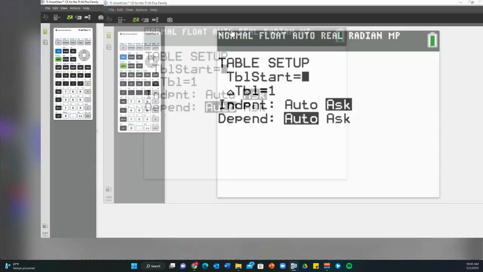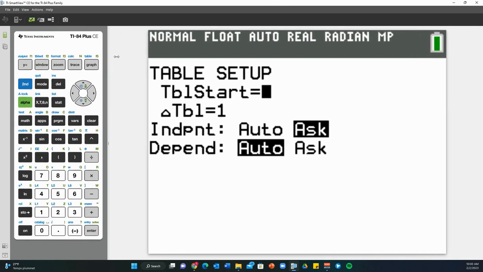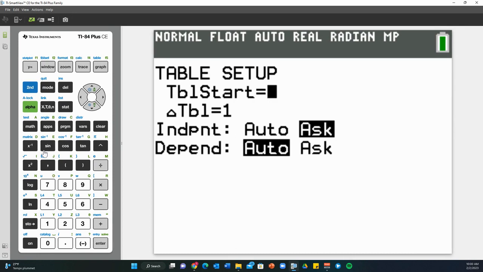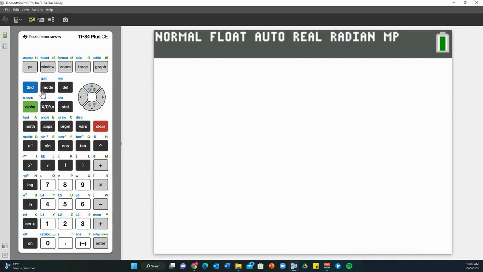So here's my calculator. I've got the 84 Plus. Mine's going to look slightly different from the rest of you, but the buttons are all the same. I'm going to go back to the main screen. Make sure you are on the main screen. Second quit if you're not. And I'm just going to clear everything out.